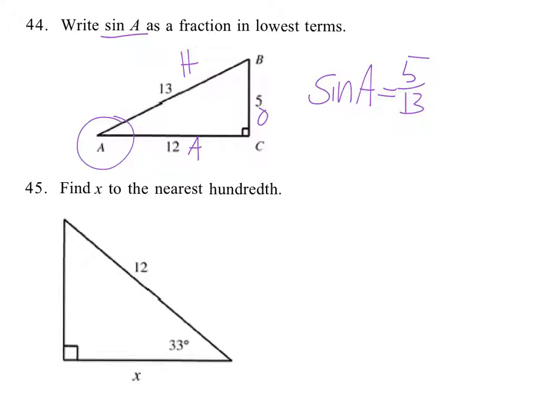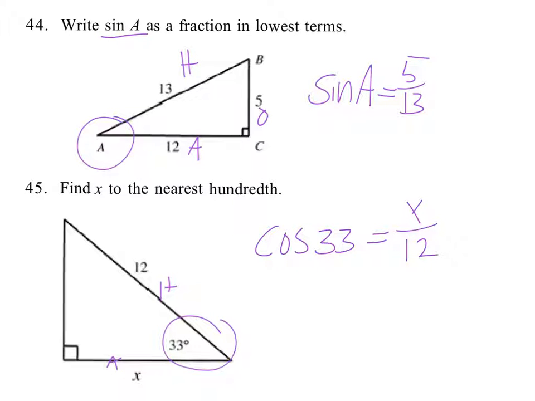For 45, to find x to the nearest hundredth, based on this angle, we've got adjacent and we've got hypotenuse. So this is going to be a cosine function. So we're looking at cosine of 33 is equal to x over 12. When I multiply both sides by 12, that's going to be 12 times cosine of 33 is equal to x. So 12 cosine 33 is going to be x equals 10.06.